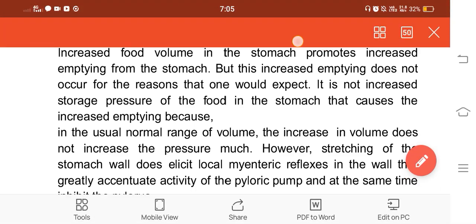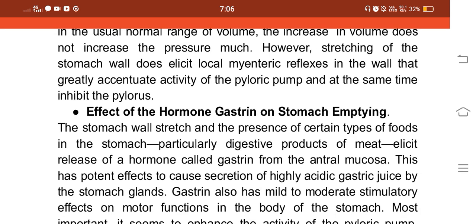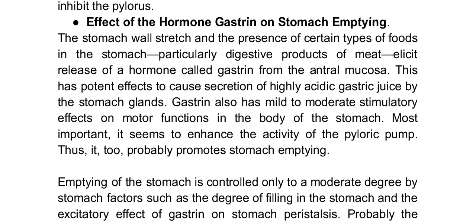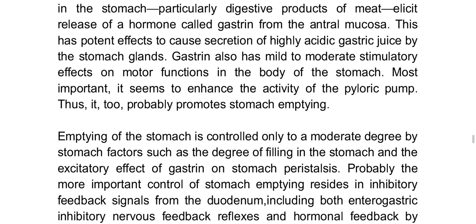Gastric factors that promote emptying: the effect of gastric food volume, which we just learned. Then the effect of the hormone gastrin on stomach emptying. The stomach wall stretch and the presence of certain types of foods in the stomach, particularly digestive products of meat, elicit release of a hormone called gastrin from the antral mucosa. This has potent effects to cause secretion of highly acidic gastric juice by the stomach glands. Gastrin also has mild to moderate stimulatory effects on motor functions in the body of the stomach. Most important, it seems to enhance the activity of the pyloric pump. Thus, it too probably promotes stomach emptying.